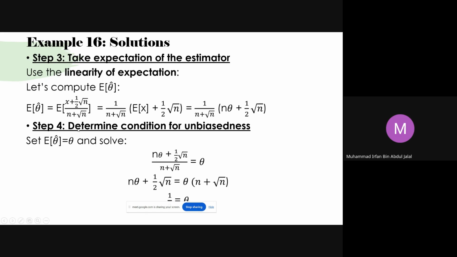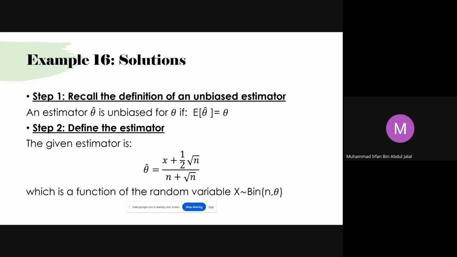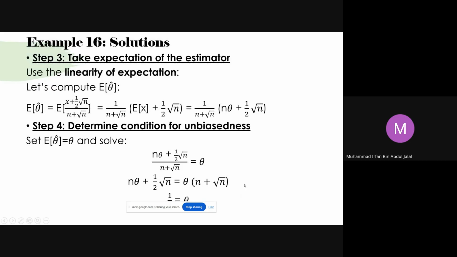So after that, step 4, we need to determine the condition for unbiasedness. When we test the condition for the unbiased properties of the estimator, we need to equate the quantity with theta here. So this is the expectation of the estimator, and we equate that with theta, and then we solve this equation algebraically. This is very trivial algebra. We need to solve it for theta.